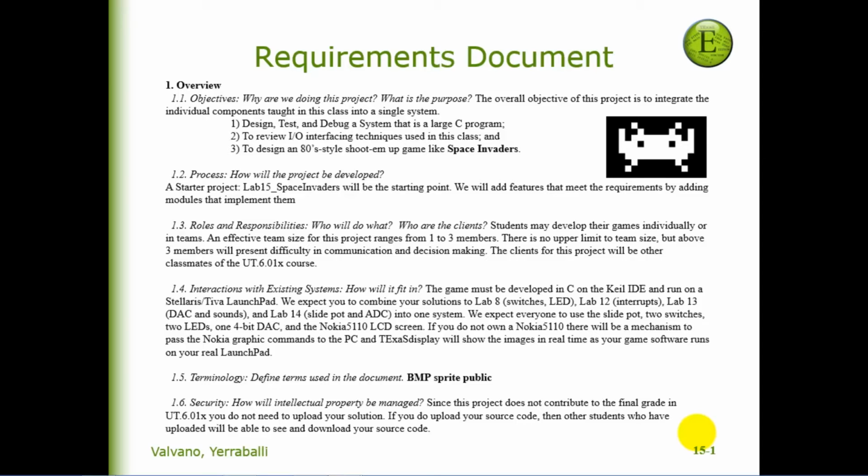So now we'll look at what discussions or exchanges go in building the requirements document. The requirements document has three parts. The first is an overview. Why are we doing this project? We're doing this project to put together all the pieces of this class. And in particular, we're going to build a 1980s style shoot 'em up game like Space Invaders.